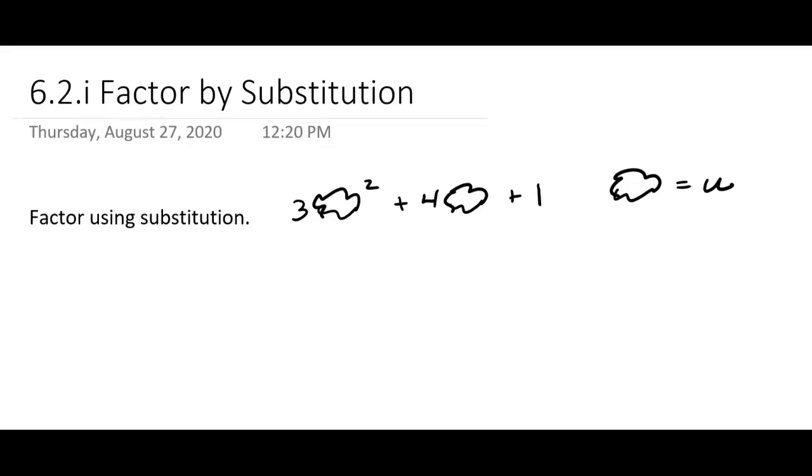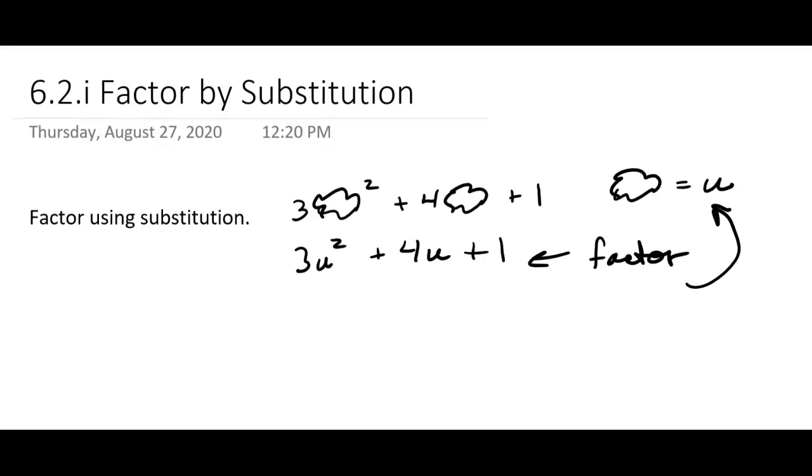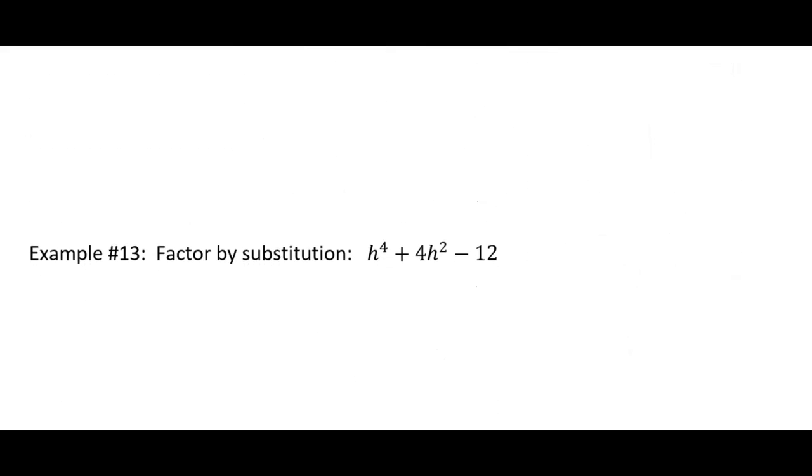And these are called U substitutions. So not Y-O-U, but U, the letter U, and it's a lowercase u. So then you would have like 3u squared plus 4u plus 1. Then you factor that, and eventually you have to go back to what u equals, but I'll show you how to do that. Okay, but that's the big idea here with the substitution.